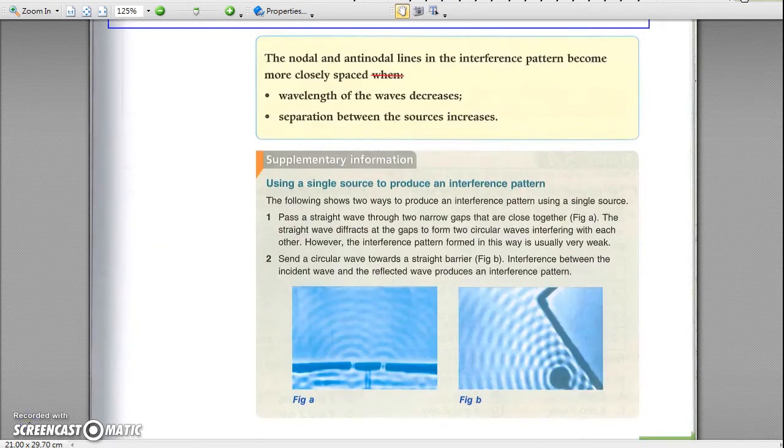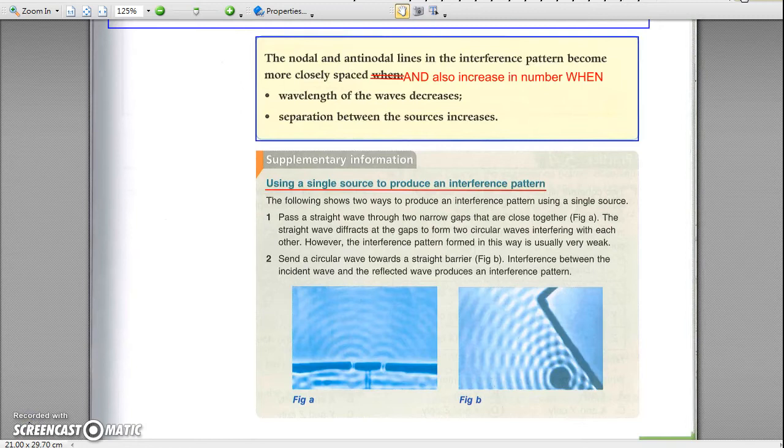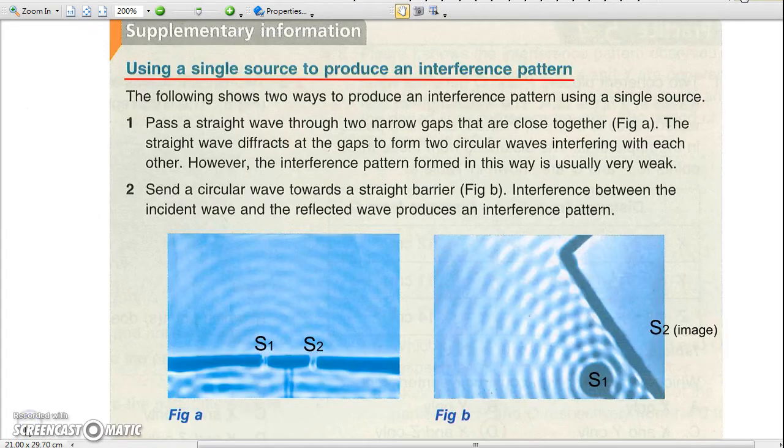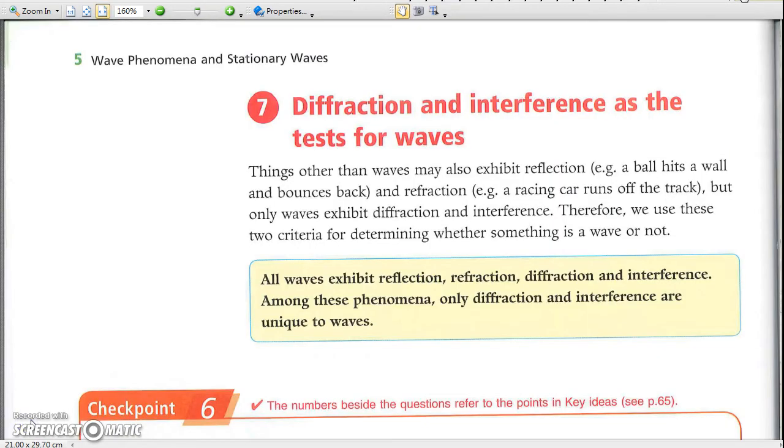By the way, we may use a single source to produce interference pattern as shown in the following figures, as the pair of sources in these cases must be coherent, so interference pattern must be observable. 7. Diffraction and interference as the tests for waves.